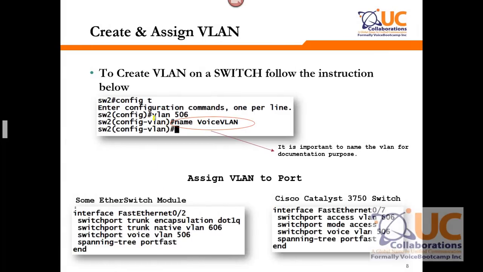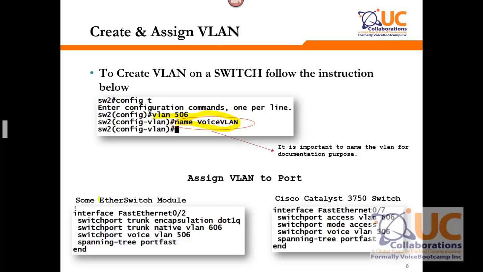Now to create a VLAN on a switch, type config t, vlan 506, or whatever the VLAN number. It is important that you name the particular VLAN so that you have an idea about what the purpose of the VLAN is. So always name the VLAN appropriately, even though a name is not absolutely required, but it is good for documentation.